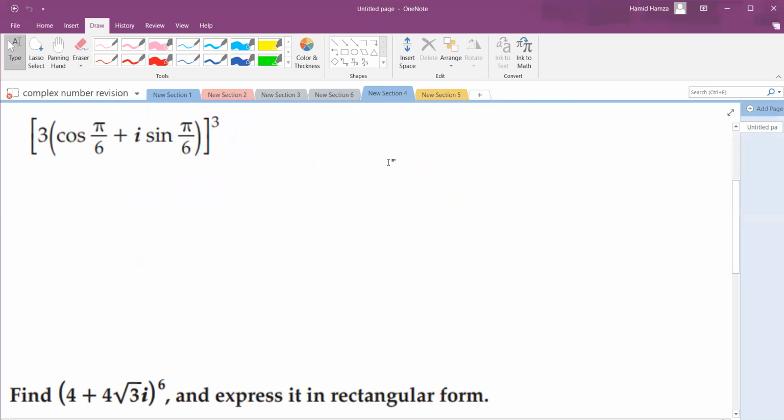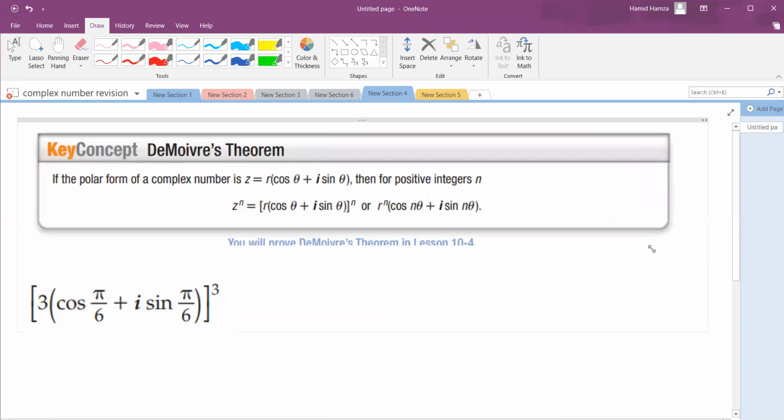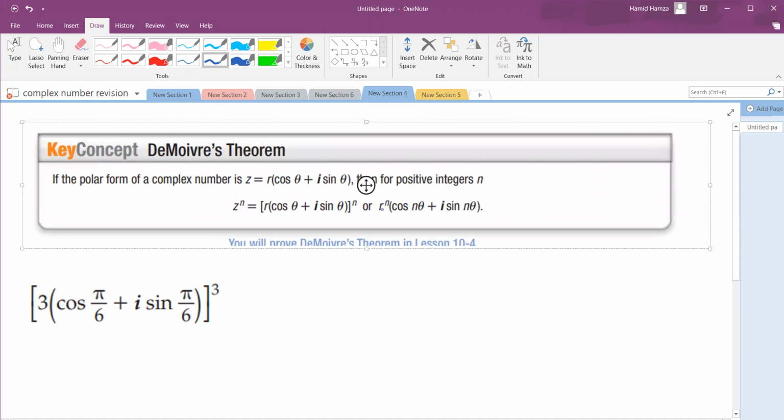After that, guys, De Moivre's theorem. We use it to find the power of a complex number. So if we have a complex number, its name is Z, which is r cosine theta plus i sine theta.